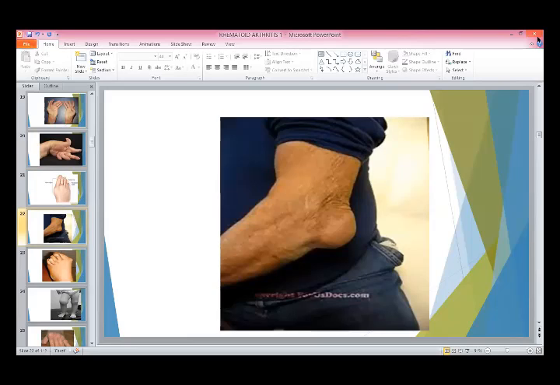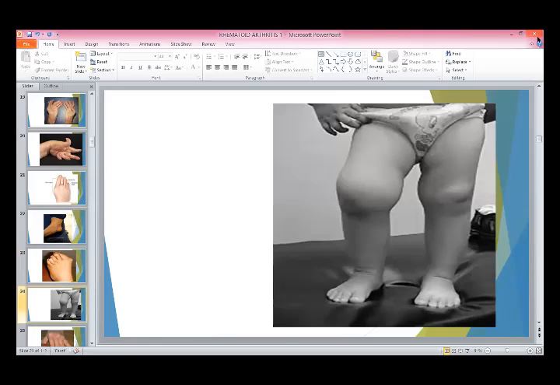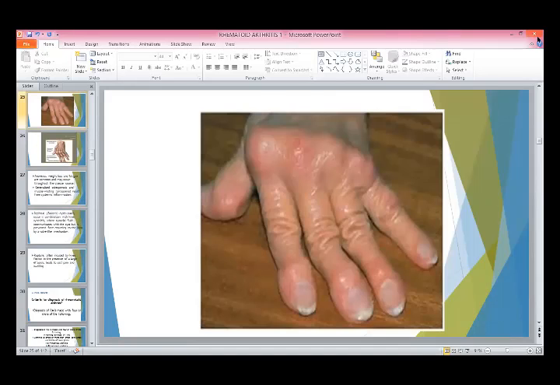You see involvement of the feet. Again, the deformities affecting the feet. Involvement of the knee joints. Again, another view of the hand deformity.